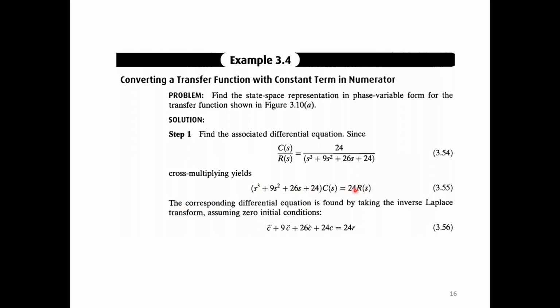The corresponding differential equation: C(s) times s cube plus 9s square plus 26s plus 24. Just put those values. C triple dot, C double dot, C single dot, C no dot, and 24. These are the things.